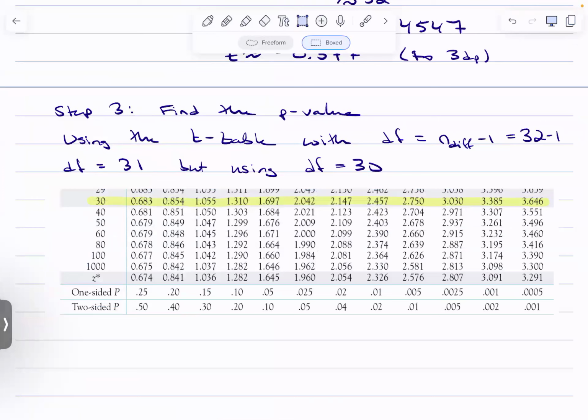This is where I need to decide if I have a one-sided test or a two-sided test. You can scroll back up, but I'm going to skip that part because we already decided it's a two-sided test. So I need a two-sided p-value. So now what do I do? I take the absolute value of t, drop the negative, and I find which values it falls between.